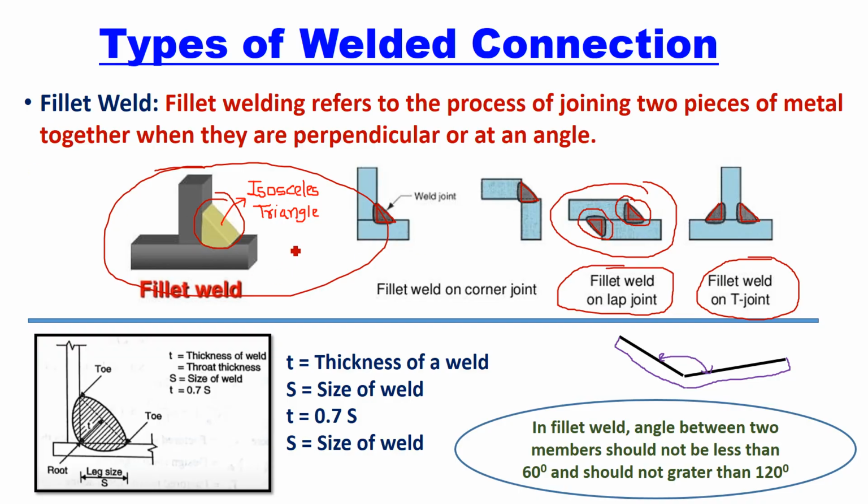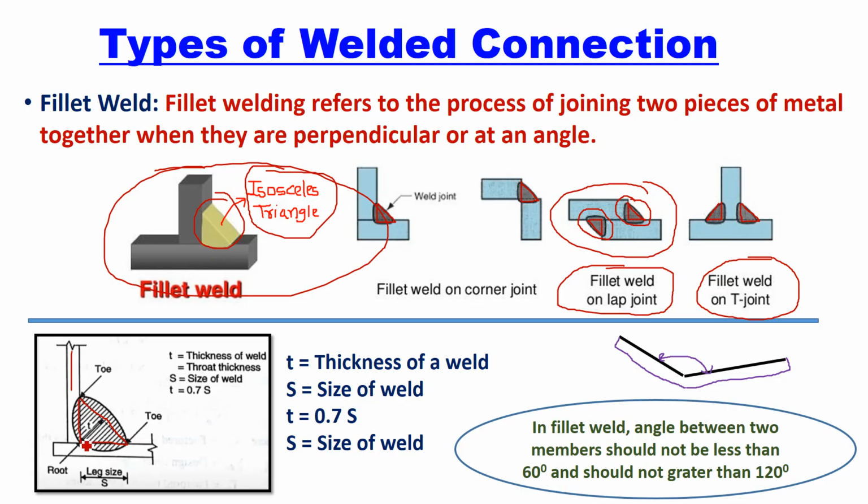So in fillet weld, two members are mainly connected perpendicular to each other. This is the first point to remember in fillet weld. Second, the welding is of triangular shape, which is an isosceles triangle. Okay. Now if you look at here, some technical specifications of fillet weld. This is one vertical member and horizontal member connected with this fillet weld, and this is a triangle.